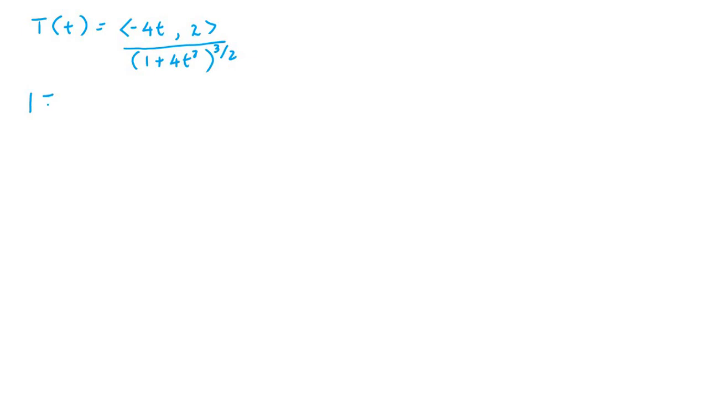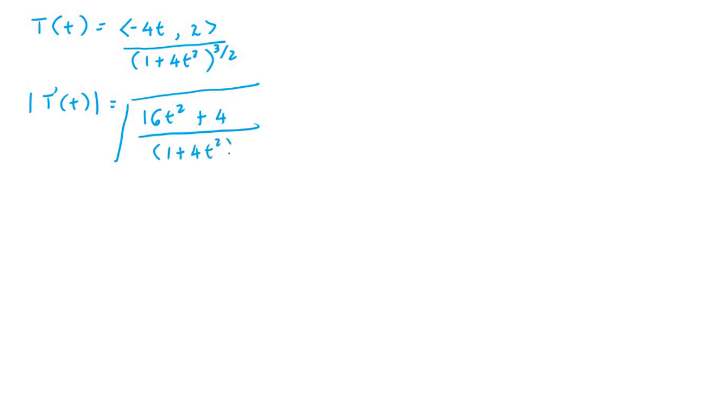So the magnitude of T prime t, the square root. Okay. So you square each component. So 16t squared. 2, you square it, 4. The denominator squared becomes 1 plus 4t squared, so it becomes power 3.